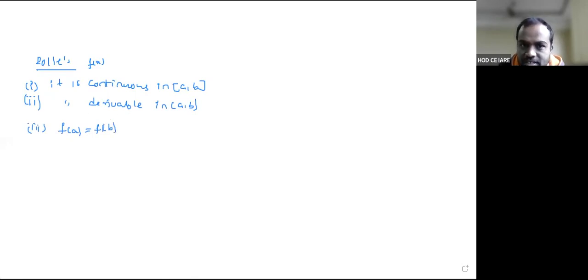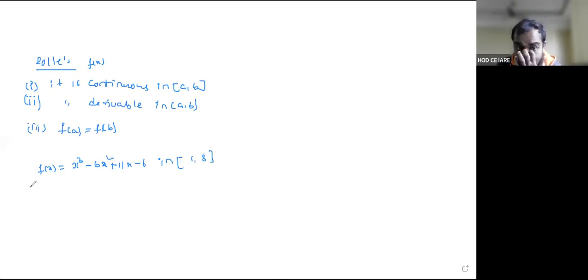Okay, now our question: f of x is equal to x cube minus 6x square plus 11x minus 6 in the closed interval of 1 comma 3.